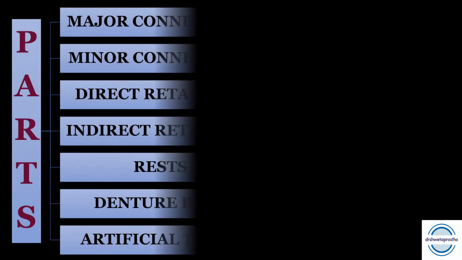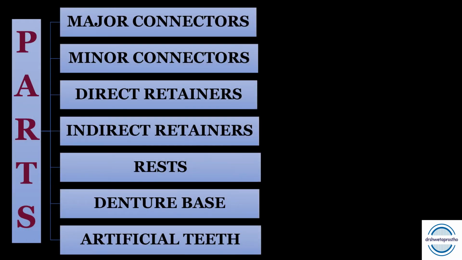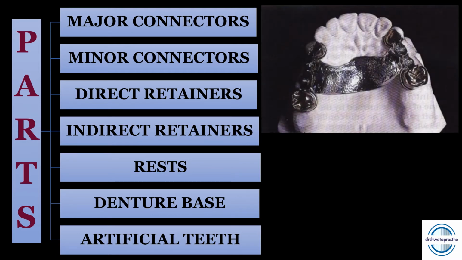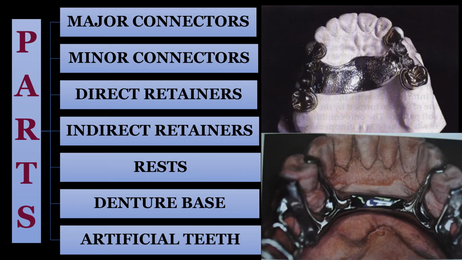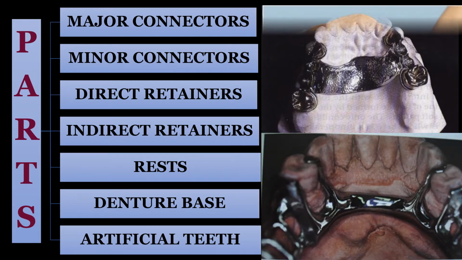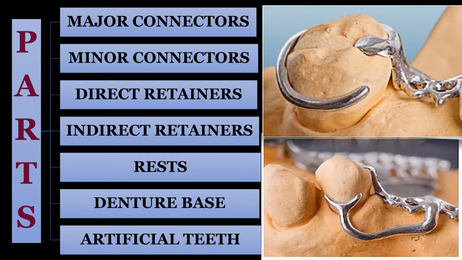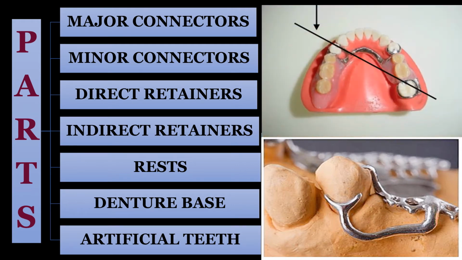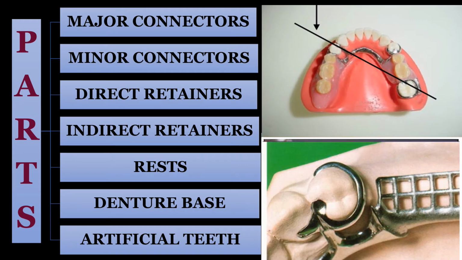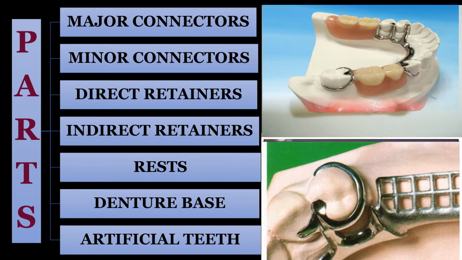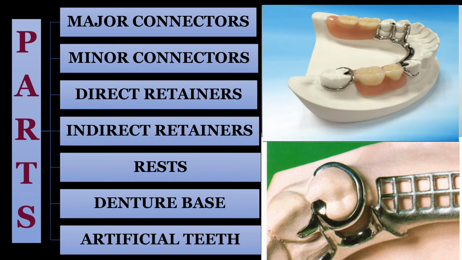So let me enlist all the parts of the cast partial denture. First is the major connector, which connects one side of the parts to the other side. Then we have the minor connector, which connects the major connector to the other parts. Third is the direct retainer, which gives us the retention. That can be the clasp assemblies or the attachments. Then we have the indirect retainer, which prevents the rotational movements in the distal extension RPDs. We have the rests that give the vertical support, the denture bases that give the flanges in the saddle area, and the artificial teeth which make the prosthesis functional.